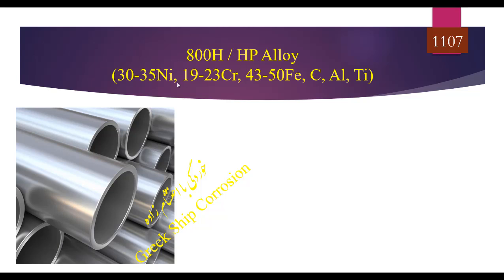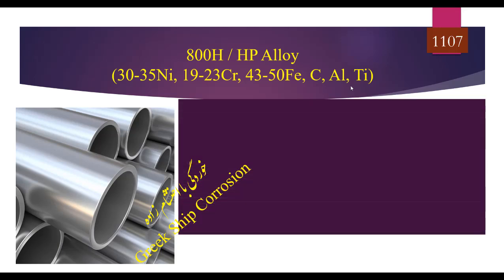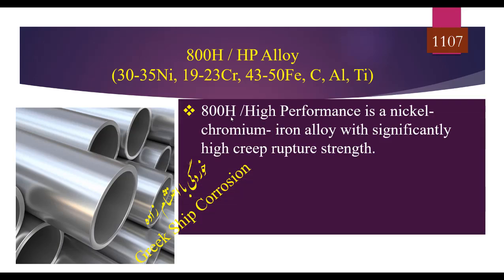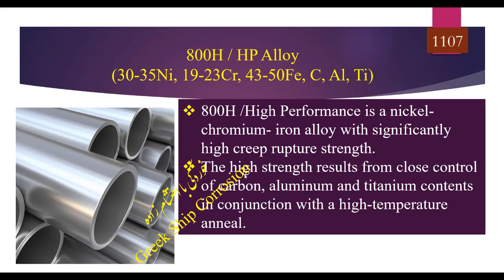800H HP alloy: 30 to 35 nickel, 19 to 23 chromium, 43 to 50 iron, carbon, aluminum, and titanium. 800H high performance is a nickel chromium iron alloy with significantly high creep rupture strength. The high strength results from close control of carbon, aluminum, and titanium contents in conjunction with a high temperature anneal.